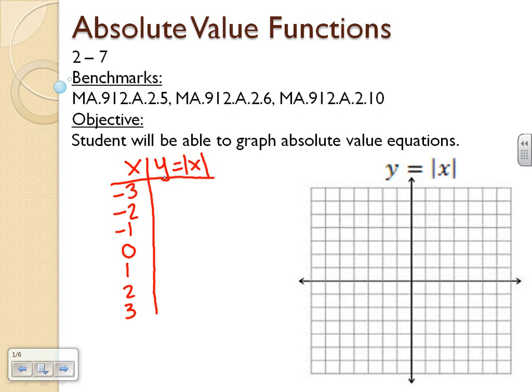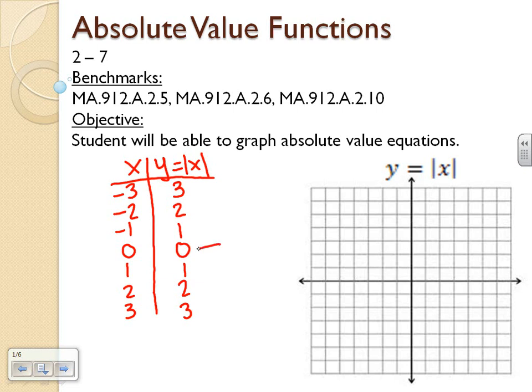If we plug these numbers into this function, we get the absolute value of -3 is 3. The absolute value of -2 is 2. The absolute value of -1 is 1. The absolute value of 0 is 0. The absolute value of 1 is 1. The absolute value of 2 is 2. The absolute value of 3 is 3.